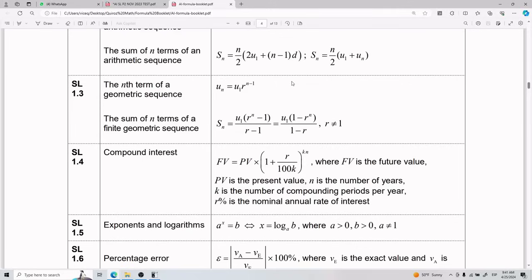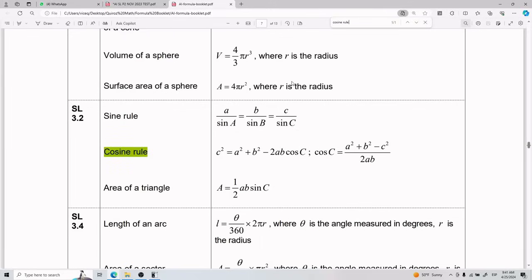You got to get familiar with the formula booklet. So here, if I go to cosine rule, as you can see, there's 2 versions of it, right? You have the version on the left, you have the version on the right. And so the version on the left has a small c that's alone. See? The one on the right has a big C that's alone.